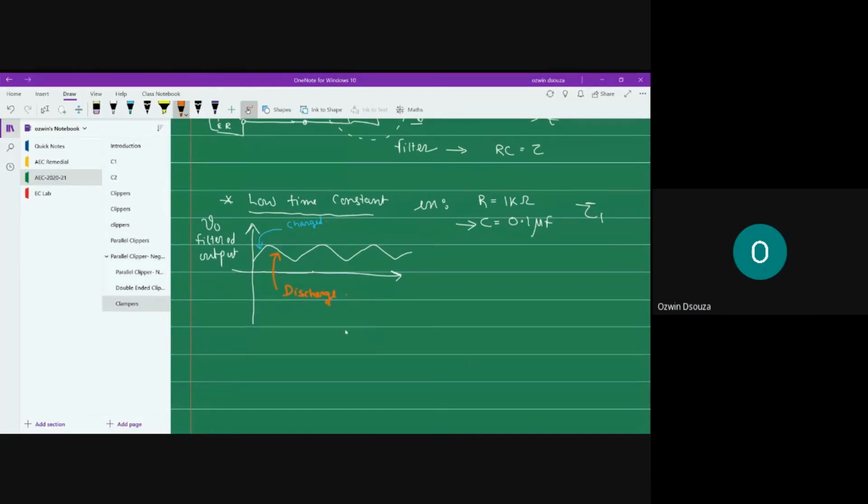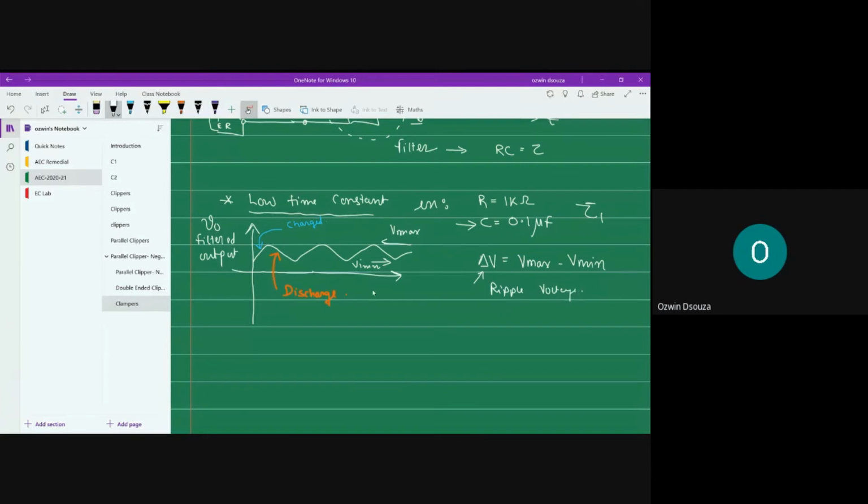Okay, and this continues, one cycle after the other. So basically what is happening is, by choosing a lower time constant, you are allowing the capacitor to discharge. So your output waveform basically toggles between V max level and V minimum level. This change in voltage, that is V max minus V min, we call it the ripple voltage, delta V. So this is your ripple voltage.